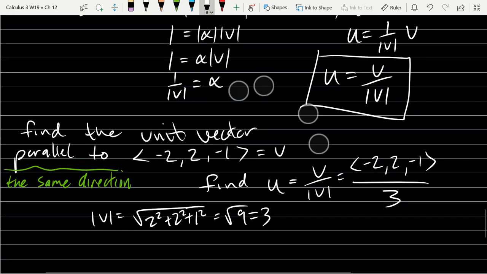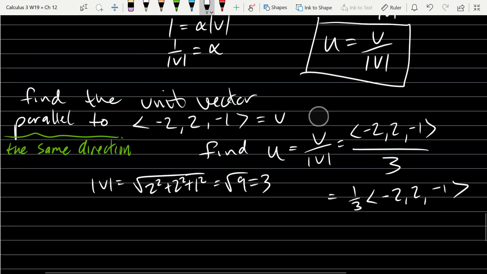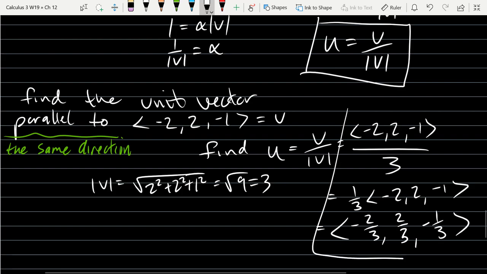All right, we're dividing by 3. That's the same as multiplying by a third. And we can distribute it inside that vector: <-2/3, -2/3, -1/3>. Any of those are completely okay. They're all the same, just written slightly different ways. So they're all correct.